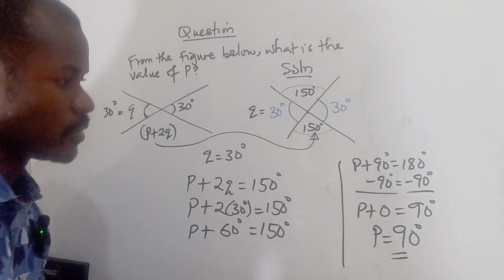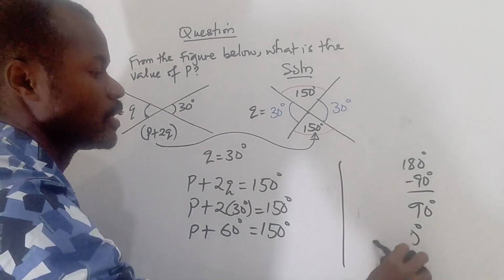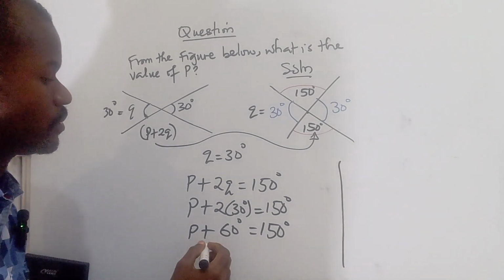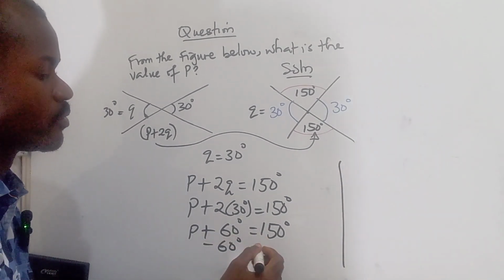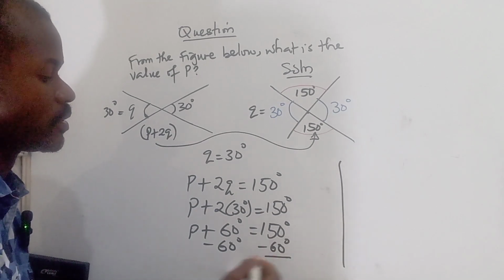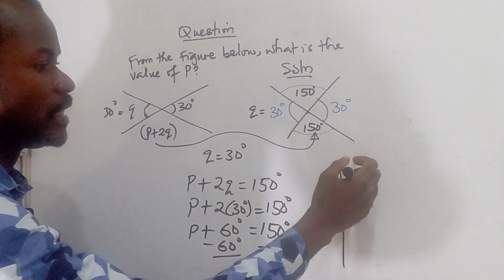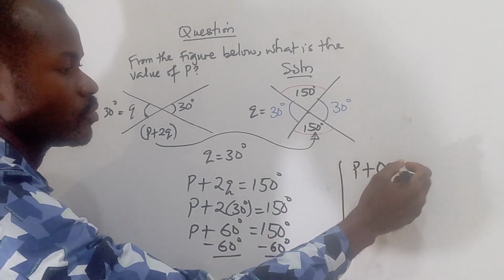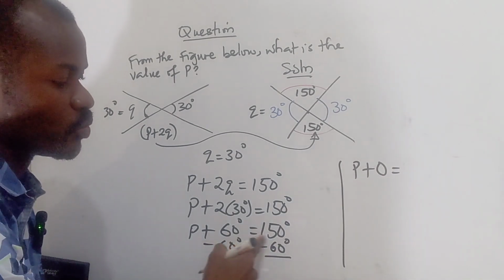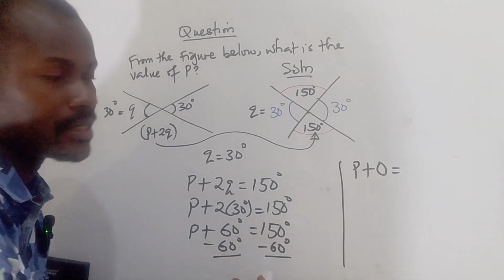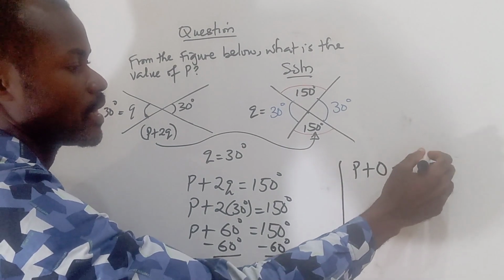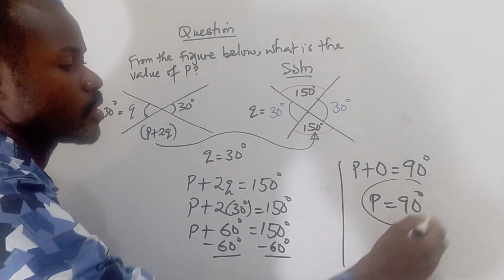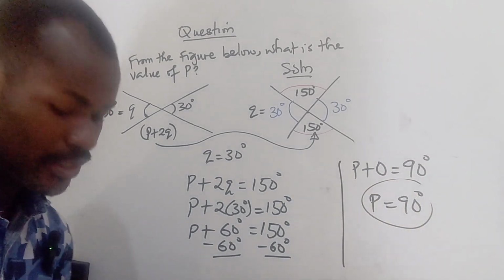Now from this point, we can do the same. We are going to subtract 60 from this side, and we're also going to subtract 60 from this side. So this will be P plus 60 minus 60 is 0, which is equal to 150 minus 60, which is going to give us 90 degrees. So P plus 0 is P, which is 90 degrees. So our solution to this problem is 90 degrees.